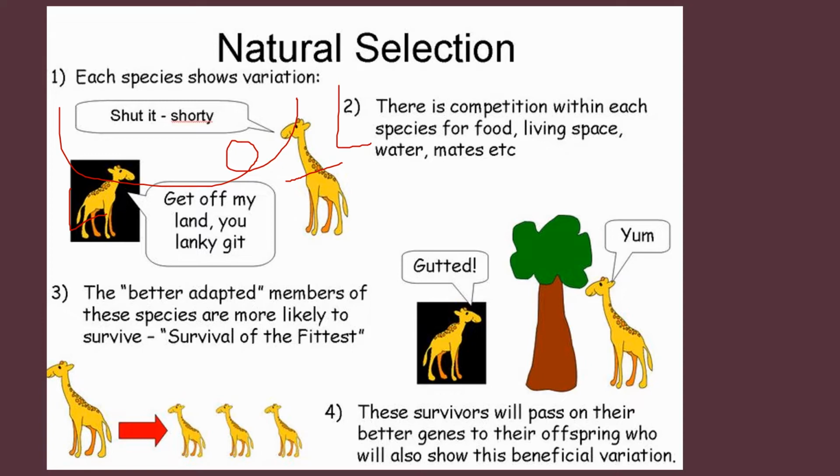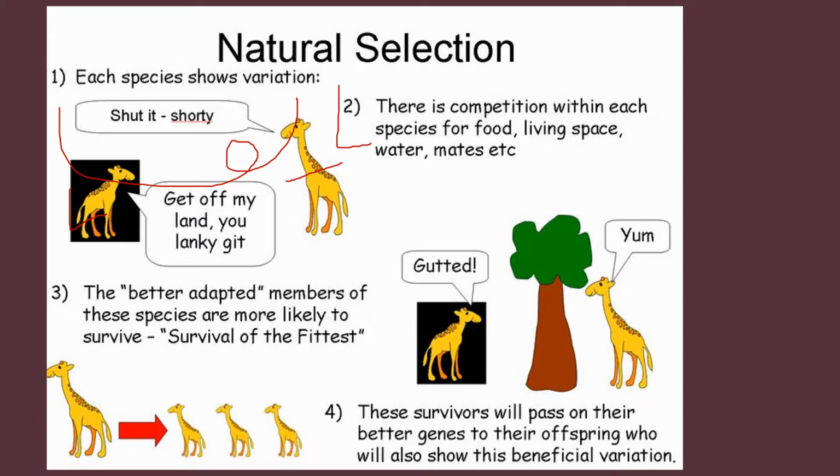Okay? Ito yung survival of the fittest. So, itong mga tall na giraffe, mas makaka-adapt sila dun sa environment nila kasi mas tall sila. They can reach yung matataas na puno compare dun sa short. Diba? So, yung mga members ng mga tall na giraffe, they are more likely to survive kasi sila yung makakakuha ng pagkain.